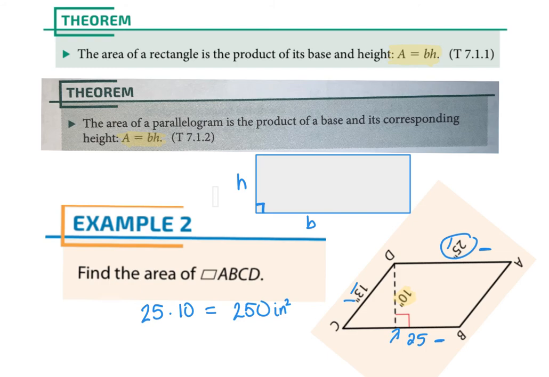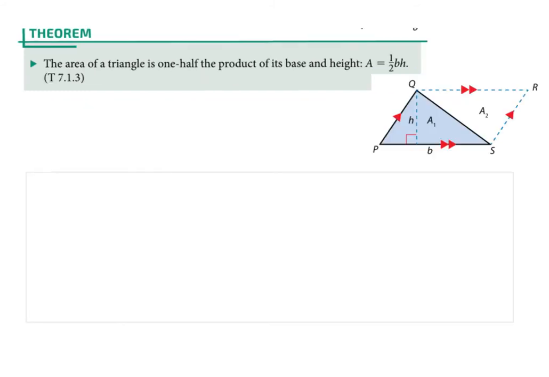For a parallelogram, the height must be the perpendicular distance from one side to the opposite side. And then your base is going to be the sides that you have the perpendicular going in between. Now they draw this out to show you what it looks like.